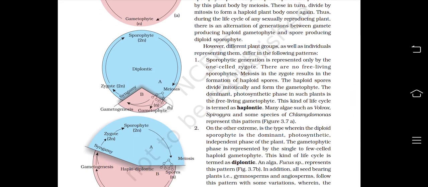First, the sporophytic generation is represented only by the one-celled zygote. There are no free-living sporophytes. Meiosis in the zygote results in the formation of haploid spores. The haploid spores divide mitotically and form the gametophyte. The dominant photosynthetic phase in such plants is the free-living gametophyte. This kind of life cycle is termed haplontic. Many algae such as Volvox, Spirogyra and some species of Chlamydomonas represent this pattern.